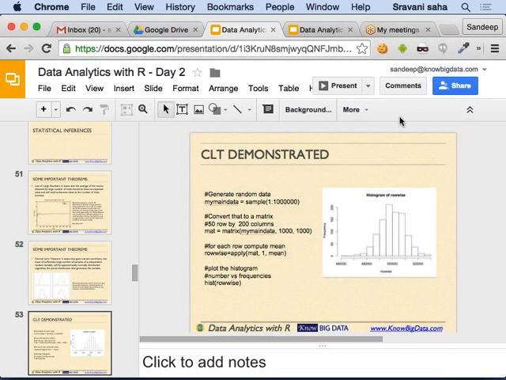I made a mistake here. Let me try once. So, using the central limit theorem, you can quickly predict how well the data is randomized. If the data is not well randomized, you will not get a histogram.